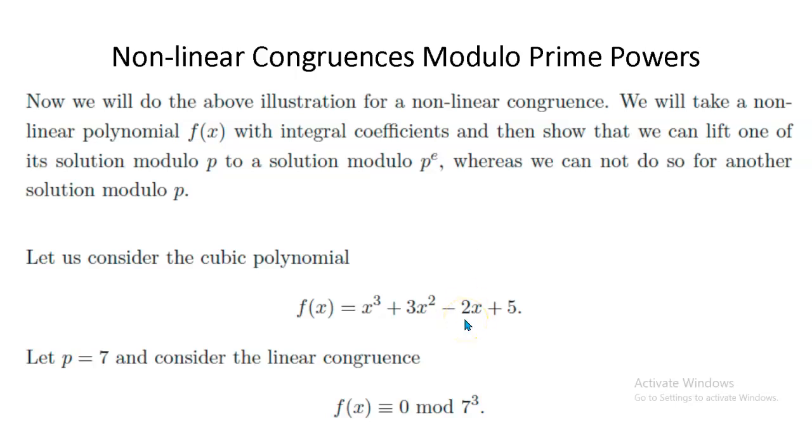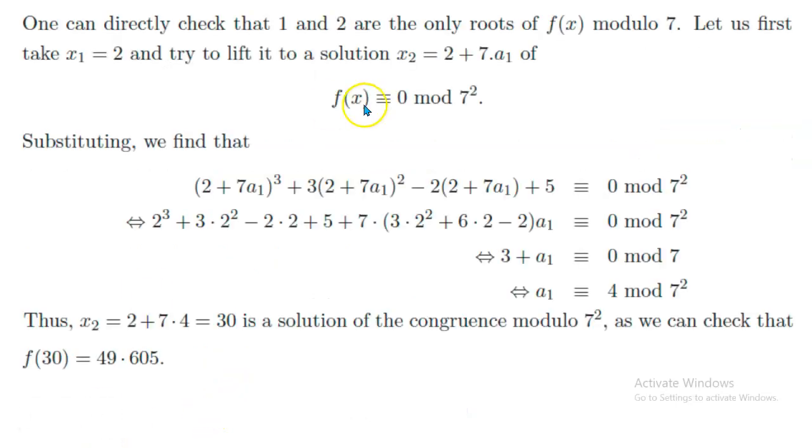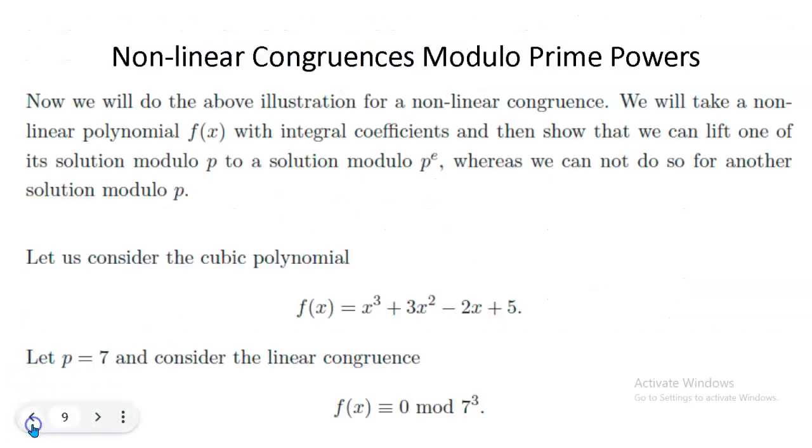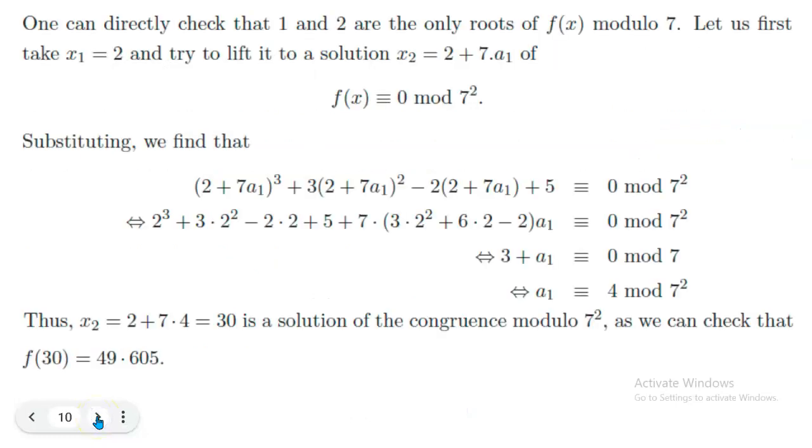So we are considering a prime p. We are considering the congruence f of x congruent to 0 mod 7 cube. We need to solve it. One can directly check that 1 and 2 are the only roots of f of x modulo 7. First, we try to write it in the form f of x congruent to 0 mod 7.